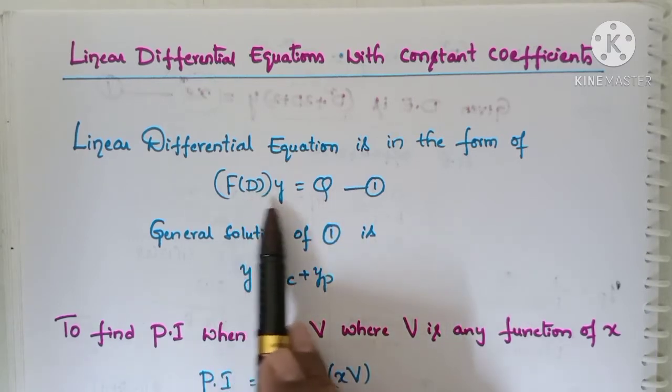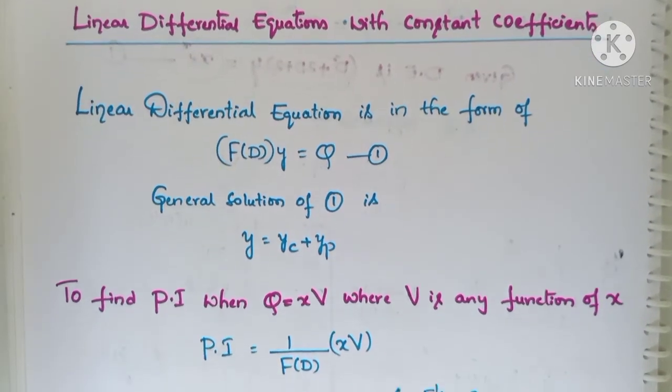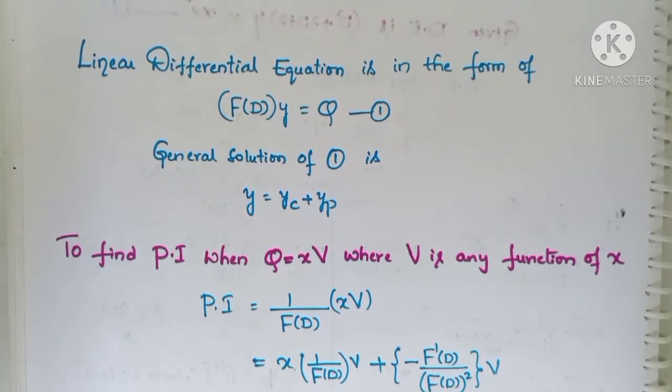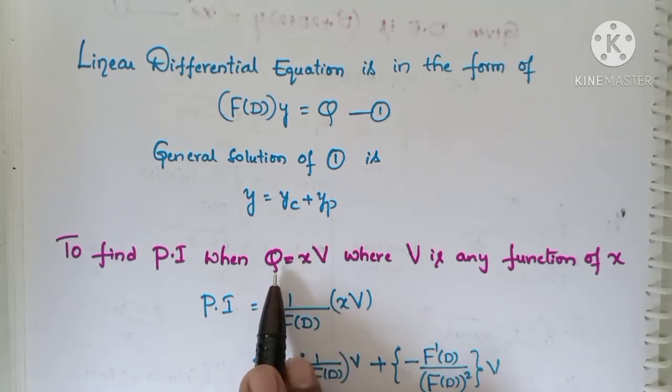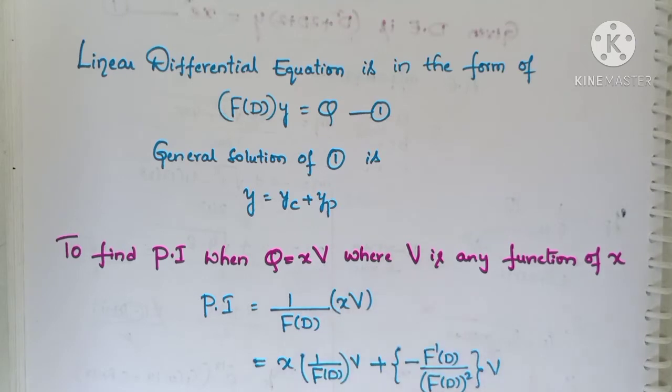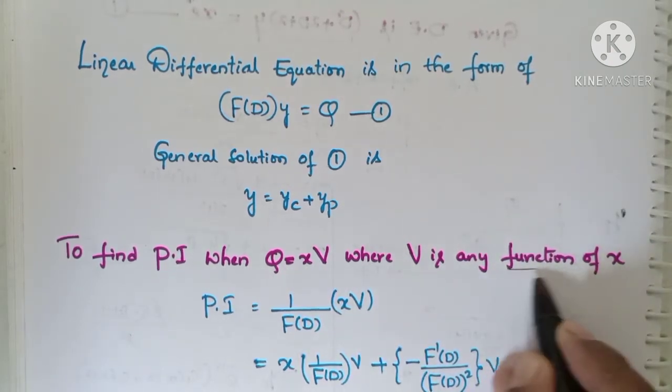General solution for this type of equations is y equal to yc plus yp. In the last classes, we have learned how to find out complementary function. And now we are finding in these last two classes how to find particular integral in different cases. In the last class, we discussed how to find particular integral when Q is equal to e power ax into v. In today's session, we learn how to find out particular integral when Q is equal to x into v, where v is any function of x.